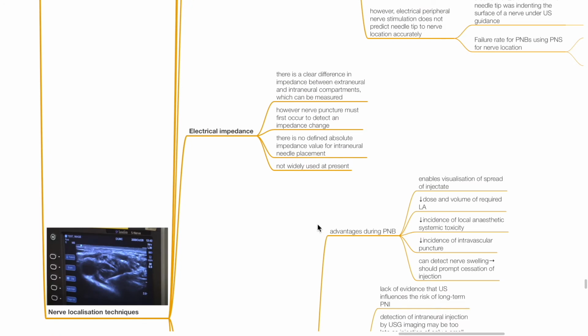Electrical impedance. There is a clear difference in impedance between extraneural and intraneural compartments, which can be measured. However, nerve puncture must first occur to detect an impedance change. There is no defined absolute impedance value for intraneural needle placement, and this is not widely used at present.